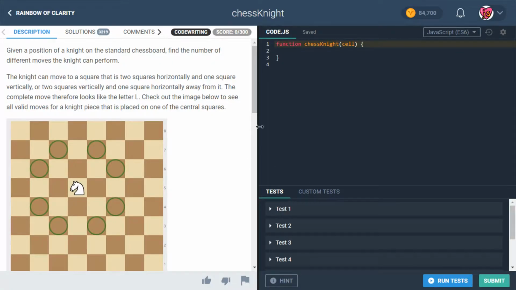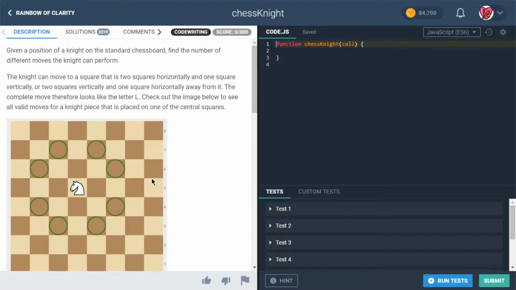Okay, so basically the idea is that we're given a chessboard, we've got a knight, and we're given the position of the knight on the chessboard. And what we want to be able to tell is how many different moves this knight can make. We'll say it's their turn to move. How many different spots would they be able to reach from where they are right now?